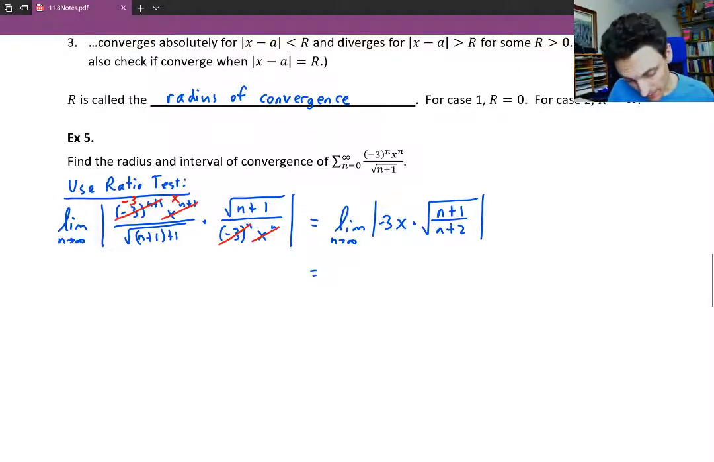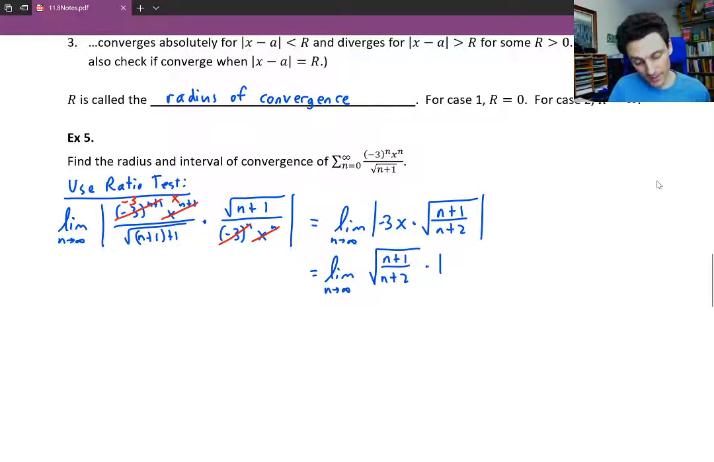And now what we have here is the limit as n approaches infinity of, well, the square root is a positive square root, so that doesn't get affected by the absolute value bars. Now the absolute value bars are going to make that negative 3 into a positive 3. So we could write a positive 3. I'm going to write that positive 3 out in the front here. And then the x is stuck inside the absolute value bars because we don't know if x is positive or negative at this point.